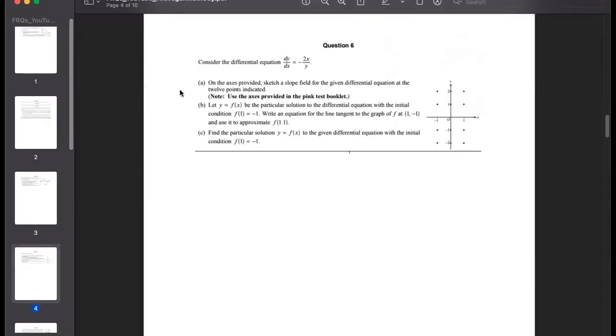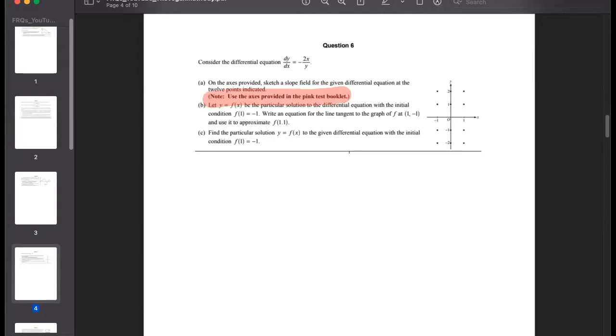Go ahead and take a look at that again. Pause the video if you need to. And hopefully you could all recognize this, because this is just slope fields. And part A, I think it's always the easiest one. If you notice in part A, they specifically say to use the areas provided in the pink test booklet. So that means that they're going to give you where to draw this, and in your response, they're going to have the graph there for you.